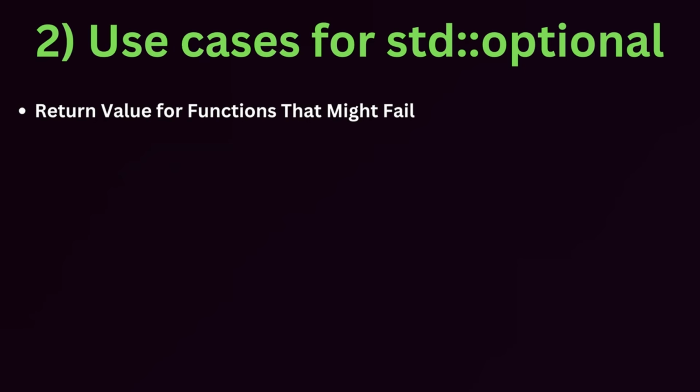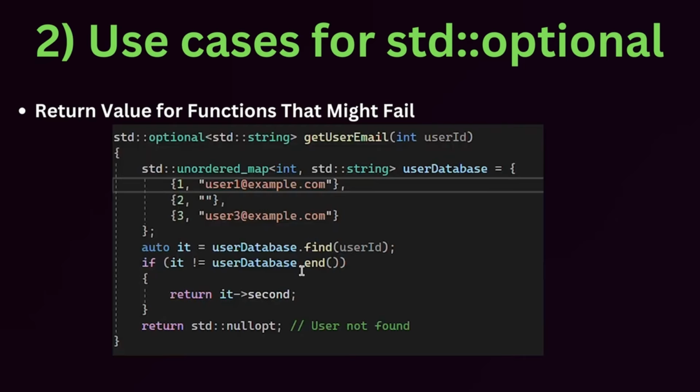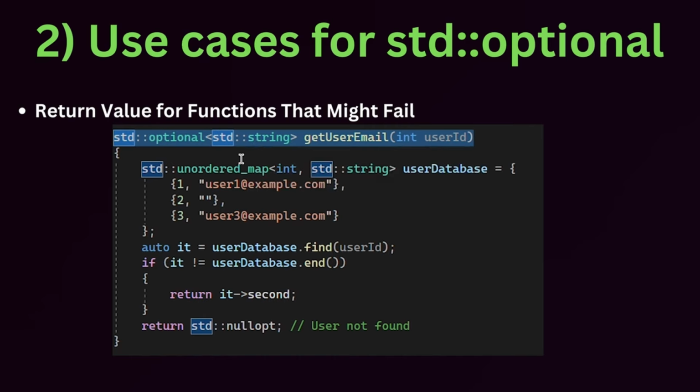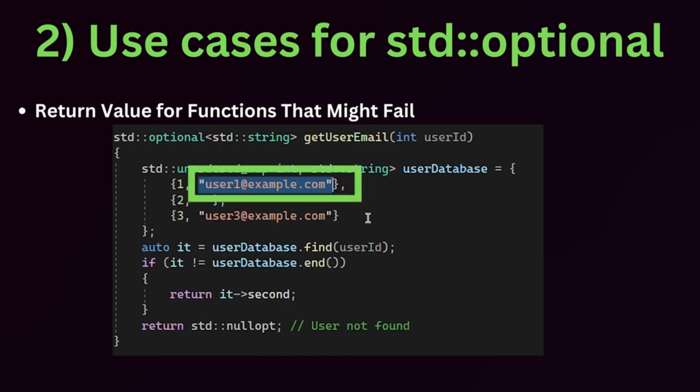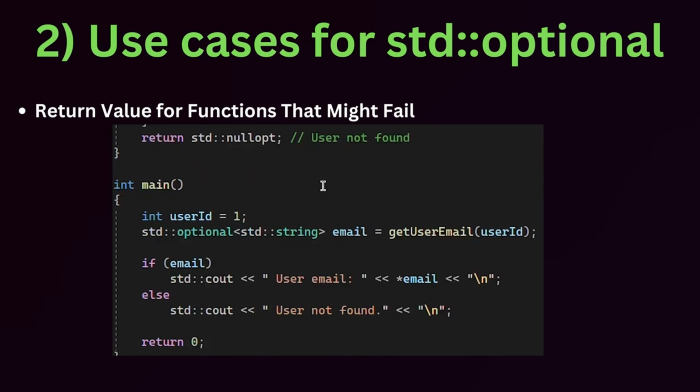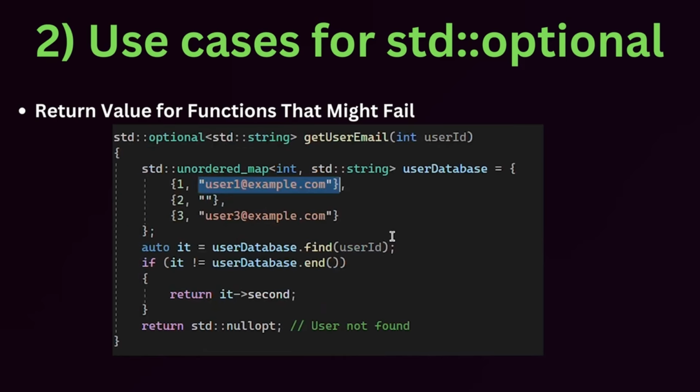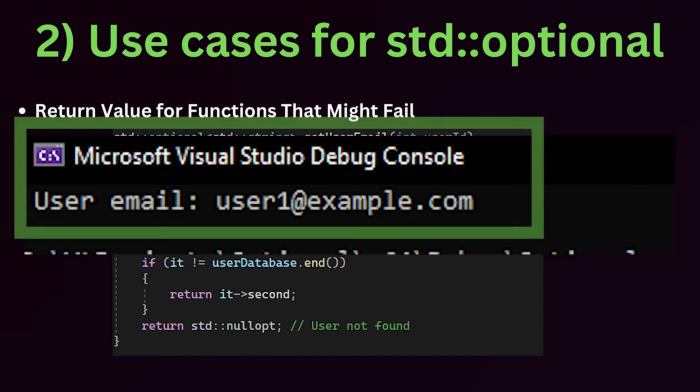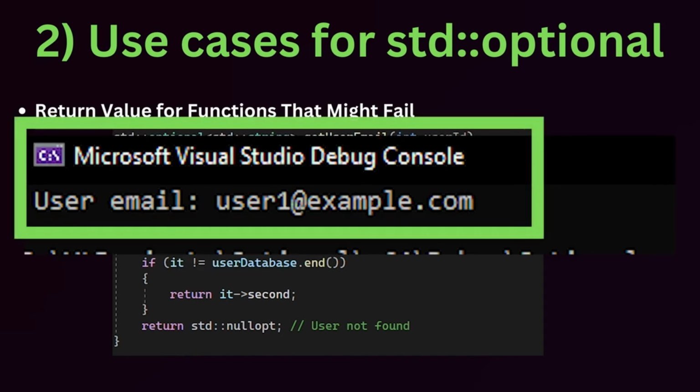Now, let's look at some practical applications of std::optional. For example, we can use it as a return value type for functions that might fail. Let's see an example. Here we have a function that optionally returns a string, in this case the email of the user. If we check for user ID 1, we would get user1@example.com. Let's test the code. We call the function with user ID 1 and it should correctly return user1's email. And as you can see, the output is correct.